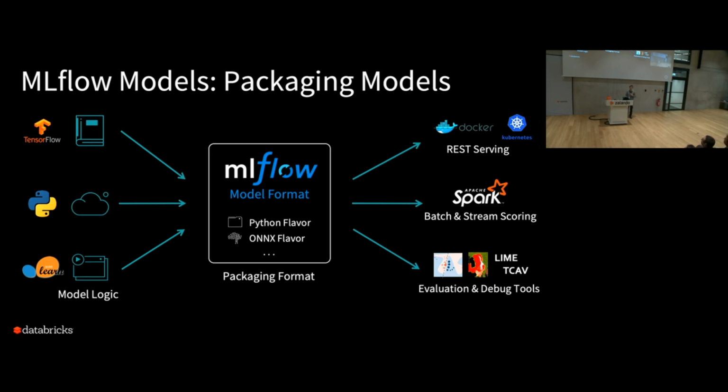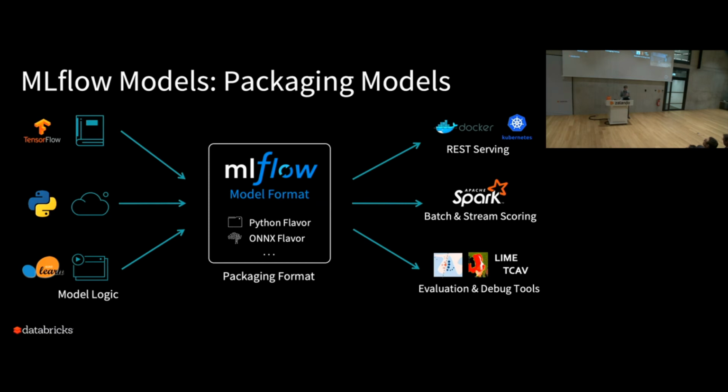Or if I've got an inference tool that knows about Onyx and can optimize for a specific type of hardware, it can say, hey, does this support the Onyx flavor? If it does, let me get it as a graph. So once you've packaged the model, we have built-in tools that can deploy the same model at many places. You can deploy it to Docker or Kubernetes or SageMaker or Azure ML for REST serving. You can deploy it to Spark, of course, for batch and stream inference.